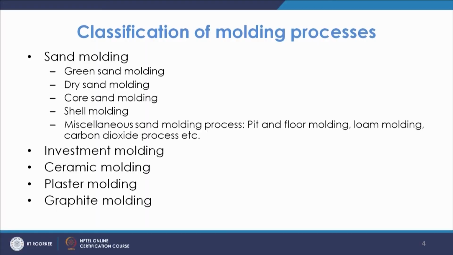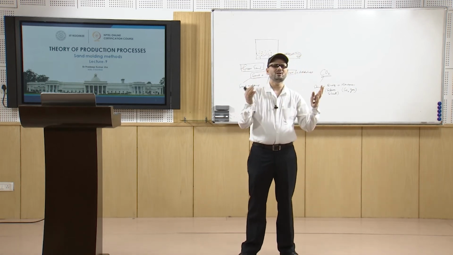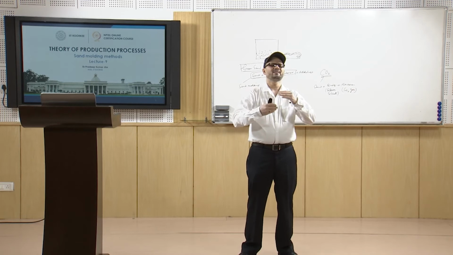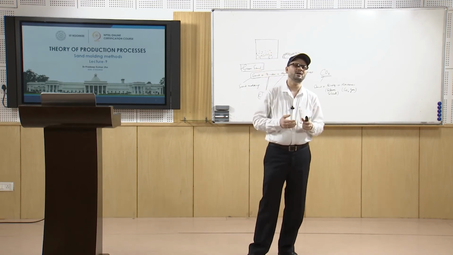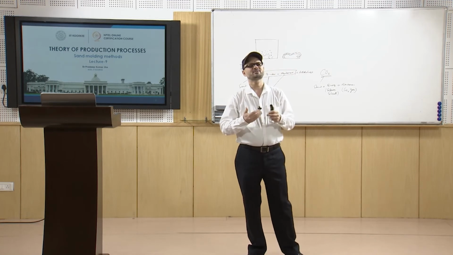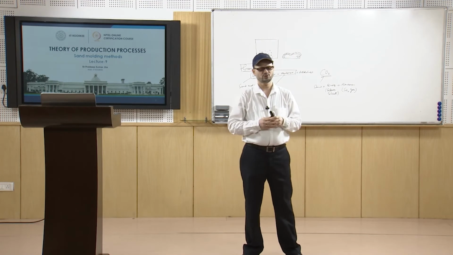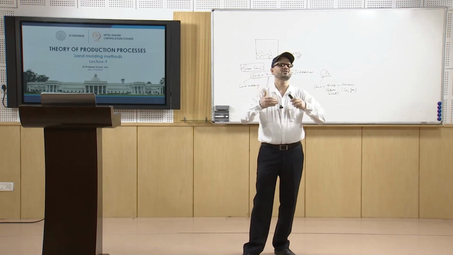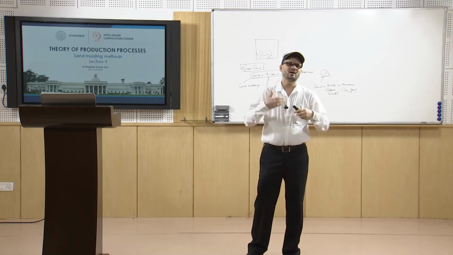Next is plaster molding, where gypsum plaster is used, mixed with water. It sets, and then you have the mold prepared, and then you pour into it. That is how plaster molding is done. It has the property that plaster, basically gypsum plaster, expands upon setting. So by choosing a gypsum plaster of a certain expansion rate, sometimes the shrinkage can be countered.